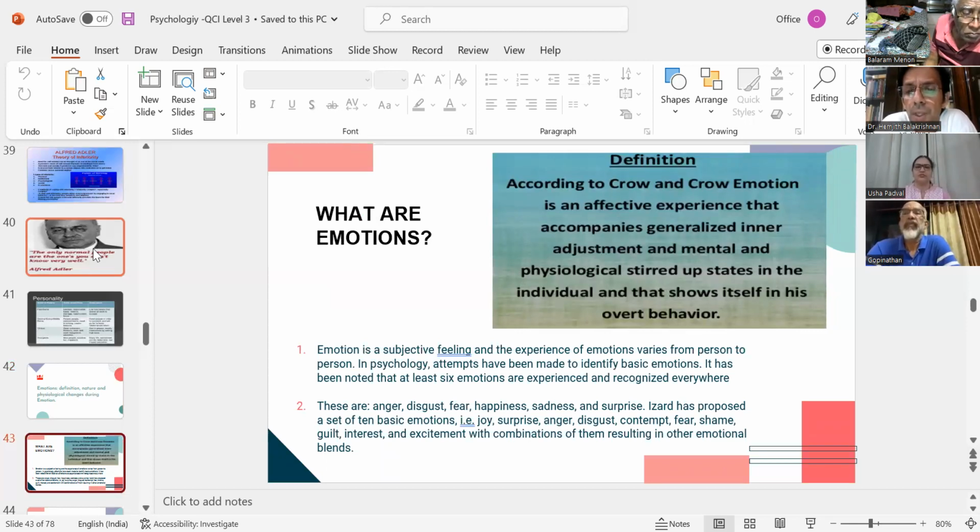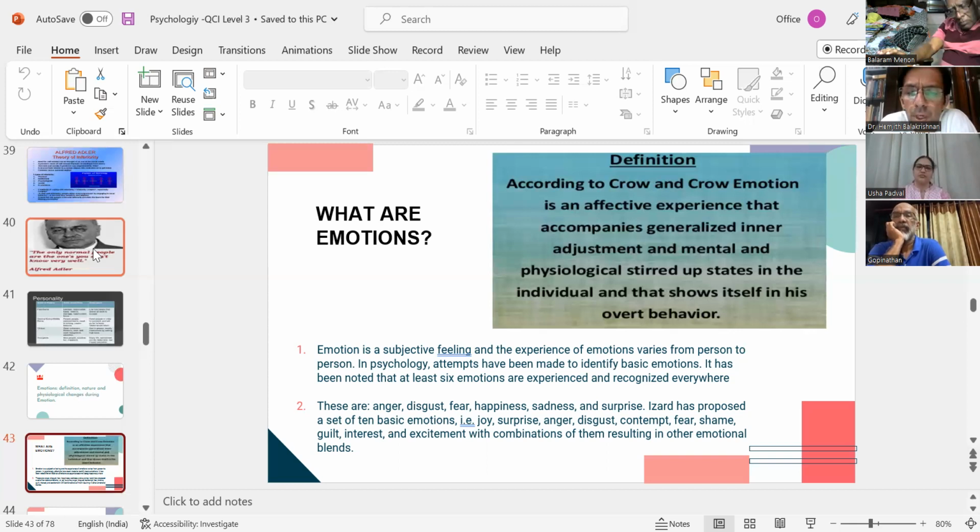Anything which comes as an experience, immediately the body has to go in for some kind of adjustment, whether it is expressing it or anything. So that is what emotions are. Emotions are generally a subjective feeling, and the experience of emotion varies from person to person. For example, somebody sees somebody begging for alms. Somebody may feel that yes, the poor person does not have anything. Others may feel no, these are all people who are acting. So the same emotion can trigger different feelings.